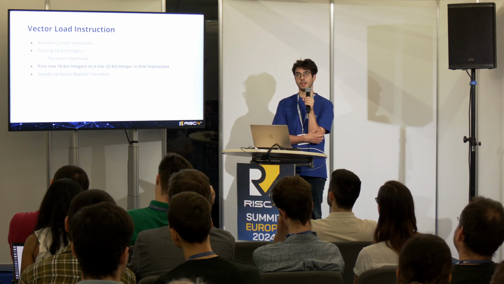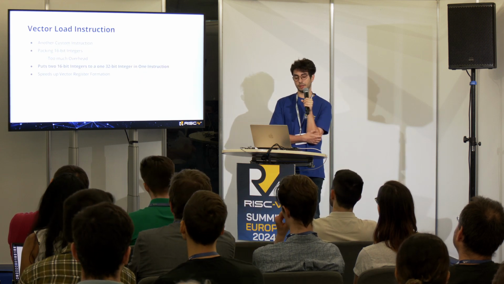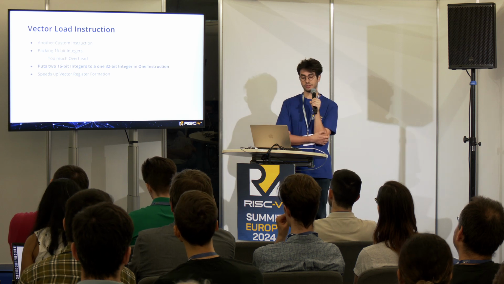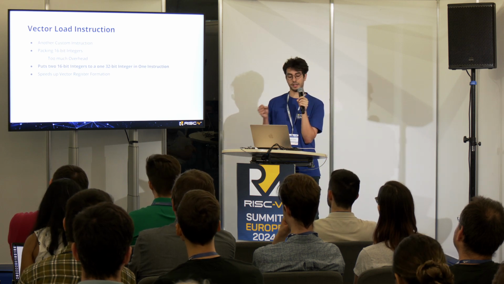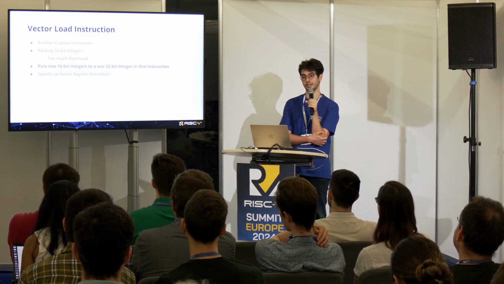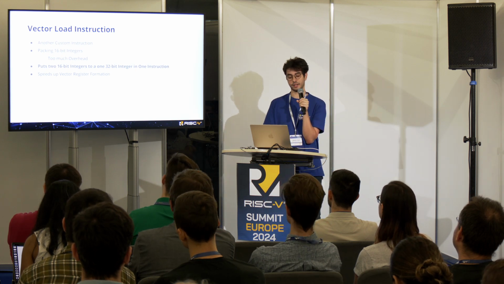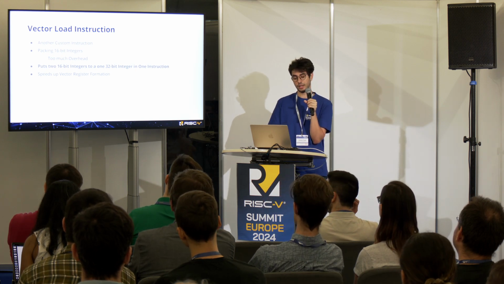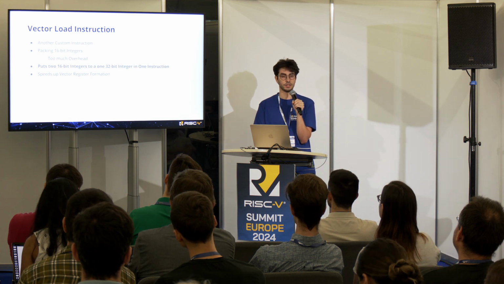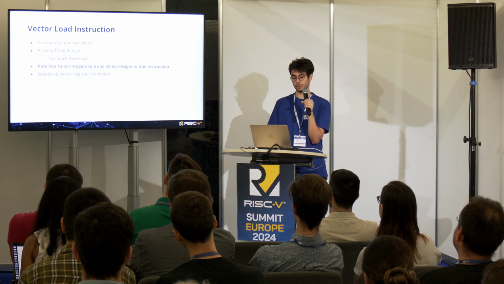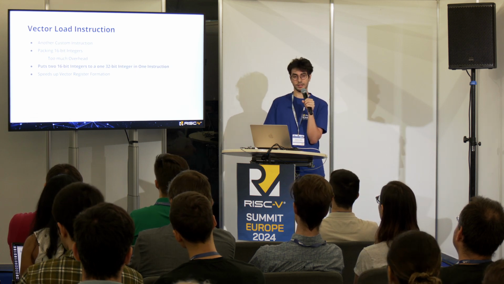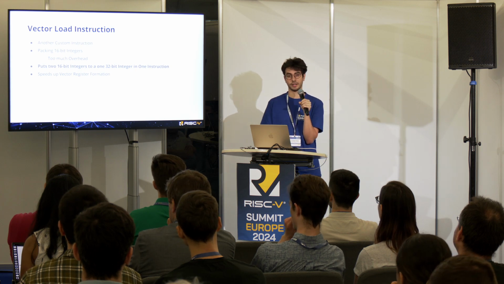So one of the bottlenecks was the vector load instruction, like packing the integers into a vector integer. So for that purpose, I added a custom vector load instruction that packed 16-bit integers into one 32-bit integer, and it sped up the packing operation.